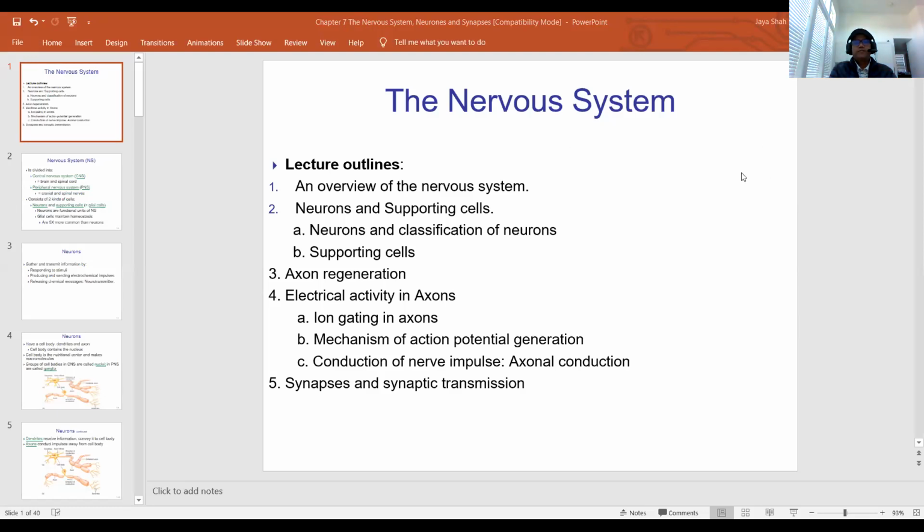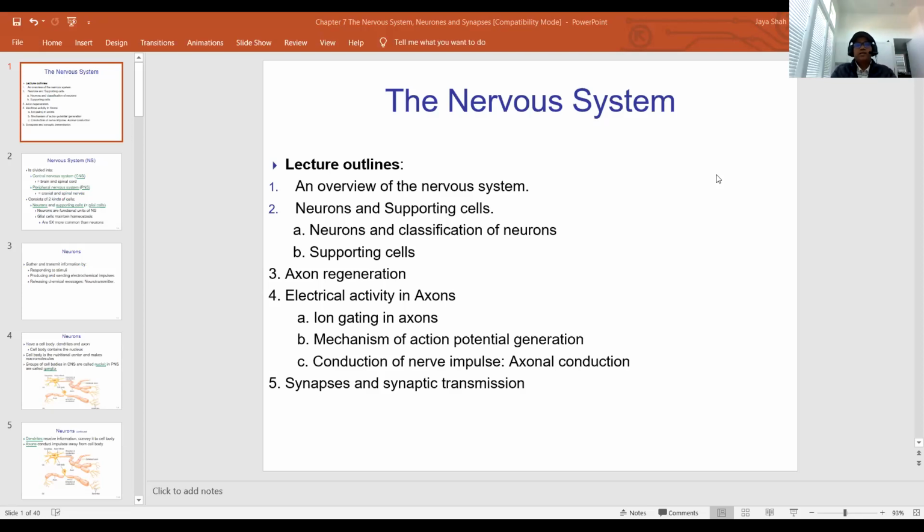Hello guys, good afternoon. We're going to start chapter 7 today, which is the nervous system. There are a lot of slides in this chapter, so some of the last part of this chapter, we may cover in the next class with the central nervous system. So let's start with the starting topic of the nervous system.